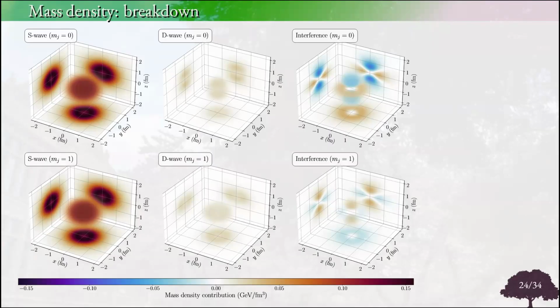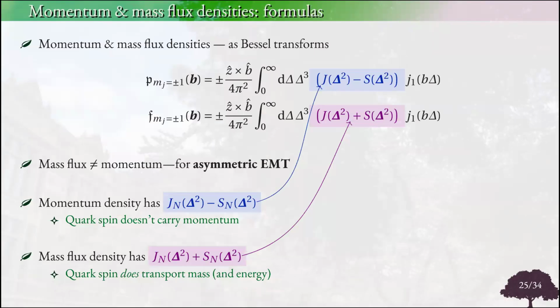There's a reason I'm going into this, and it will help make some of the densities that come next a little clearer. Next, the momentum and mass flux densities. If you were to consider the symmetric energy momentum tensor, these would be the same. But for the asymmetric one, they're different, depending on, in the momentum density case, minus the S form factor, and in the mass flux density plus the S form factor.